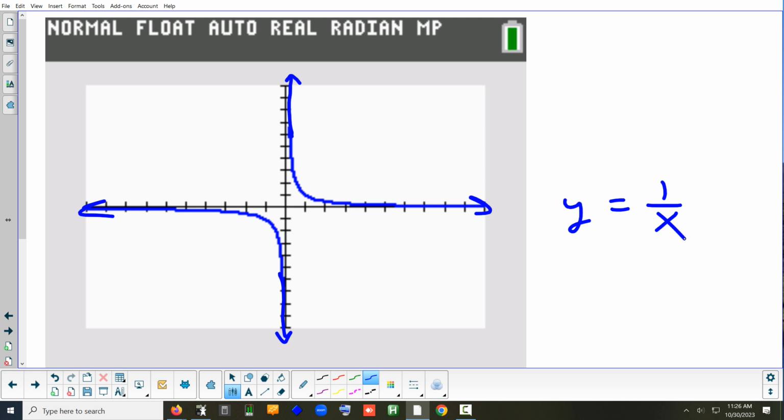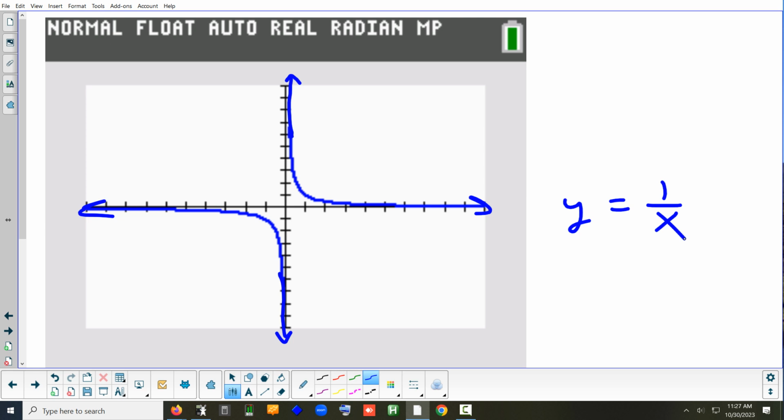If x is 10,000, would that make y 0? No. It would be 1/10,000. Will y ever be 0? No. Even if you plug in 1,000,000, then it's 1/1,000,000th. It's very, very small, but it never reaches 0.